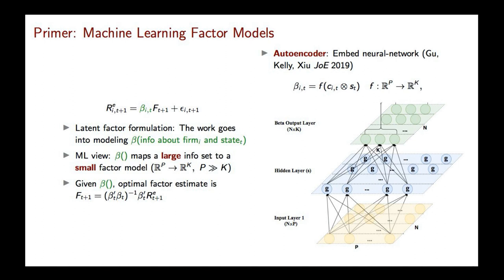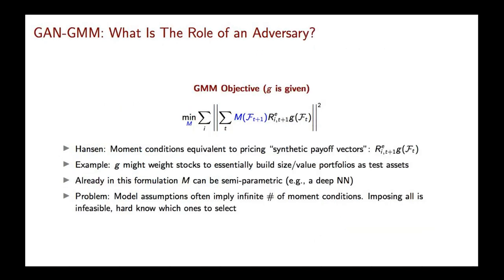All right, so this is the baseline. This is where Marcus is starting from. His model can really be thought of as starting from this point of view. It's a slightly different view of the world because he's doing it in SDF space. I'm doing it in factor space, but of course these are equivalent. All right. So what Marcus does is extremely clever. He says, listen, let's treat this as a GMM problem with conditional moment equations.